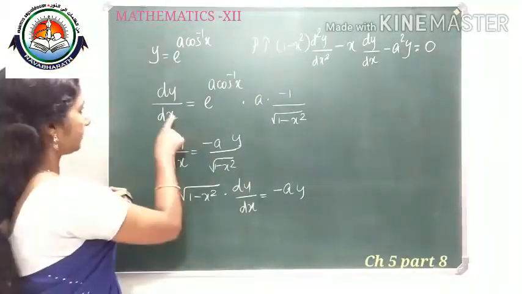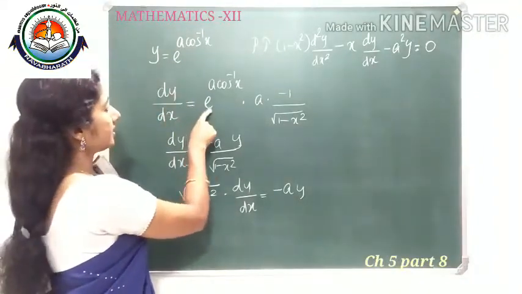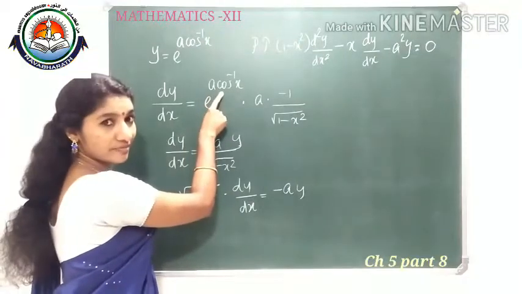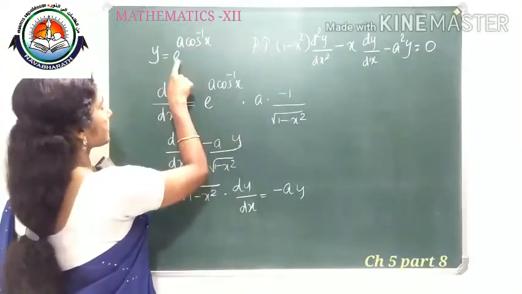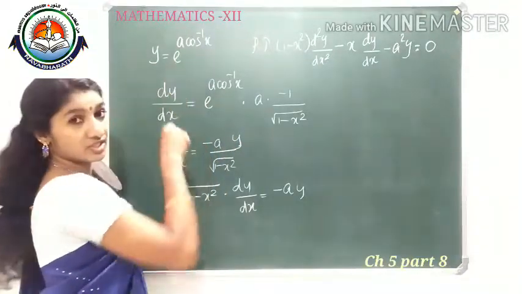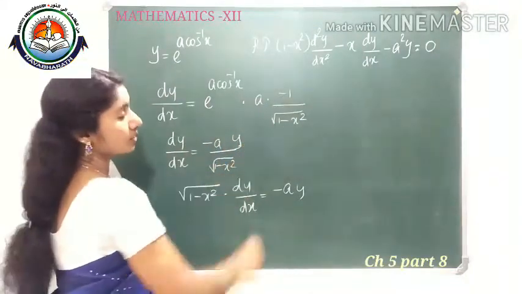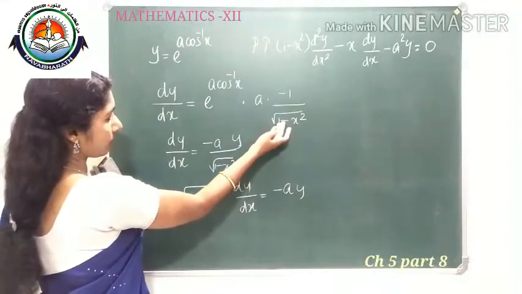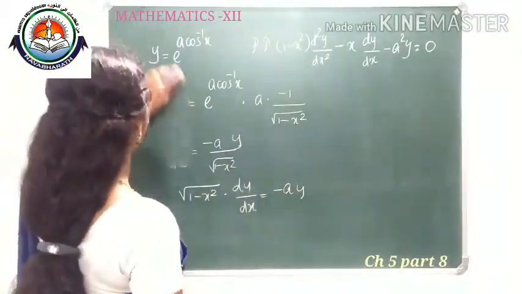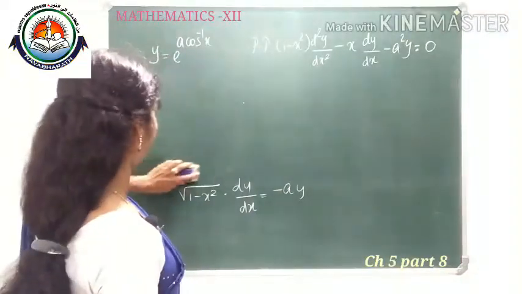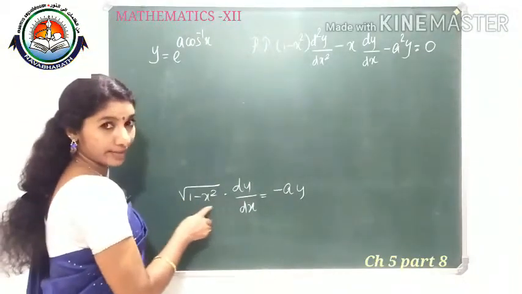Understood now up to here? We wrote dy by dx directly from the question. Y is given, dy by dx we are writing in e raised to x form. So e raised to a cos inverse of x into a cos inverse of x derivative, because we need to apply chain rule. See, two functions are there. E raised to x function is there, cos inverse of x function is there. So a into cos inverse of x derivative, minus 1 by root of 1 minus x square. And we took root of 1 minus x square to left side, we got right side as minus a y. Then we are differentiating with respect to x. Which one? This expression. So here we need to apply product rule.